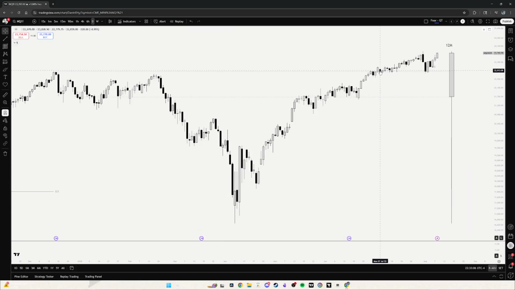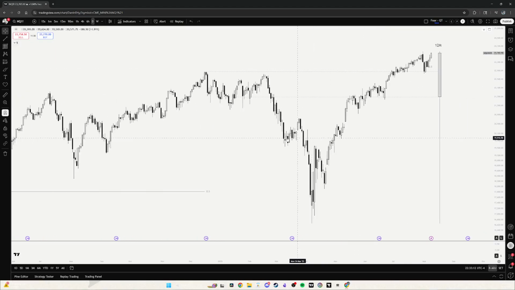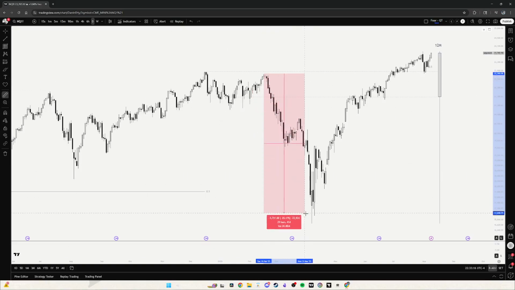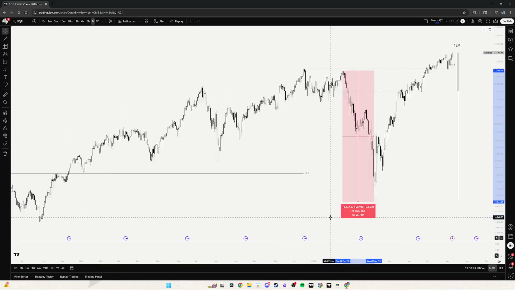We are currently within the distribution phase of our yearly Power 3. What does that mean? Well, it's not just any sort of distribution. We have to consider a few things. First thing to consider is how far we manipulated to. 6,000 points. That is not a small amount. That is a very large amount even for yearly Power 3.